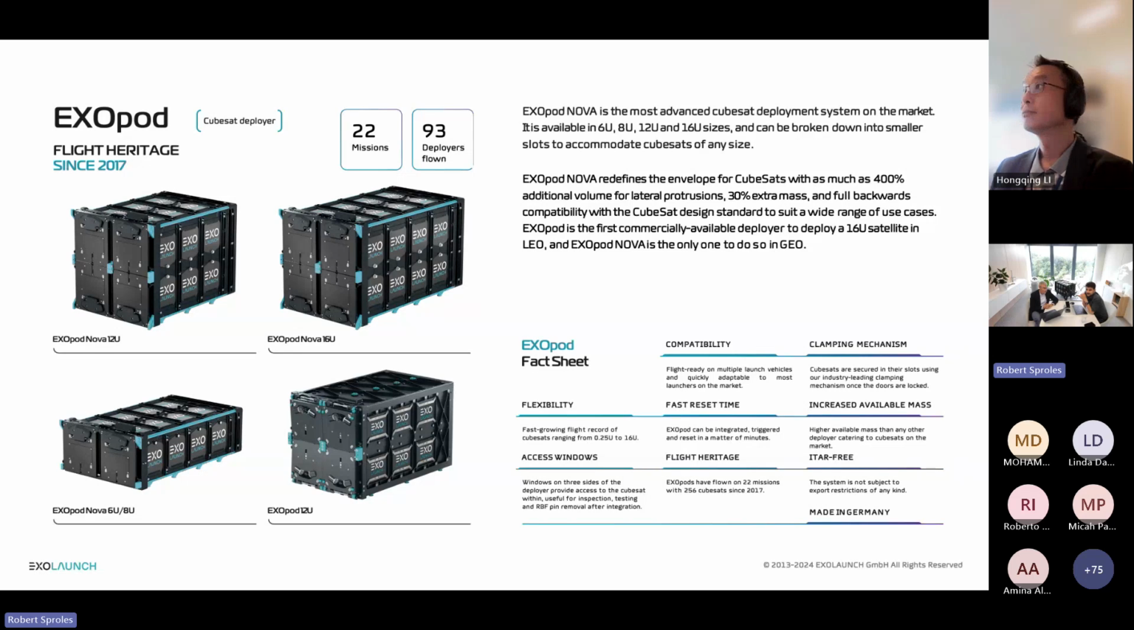So the EXOpod deployer, as Robert mentioned, is the CubeSat deployer which your satellite will be put into to be brought to space. Once it goes to space, it'll receive a signal from the launch vehicle, the door will open, and your satellite will be pushed out by a large spring in the back and ejected. That's when your mission will begin.